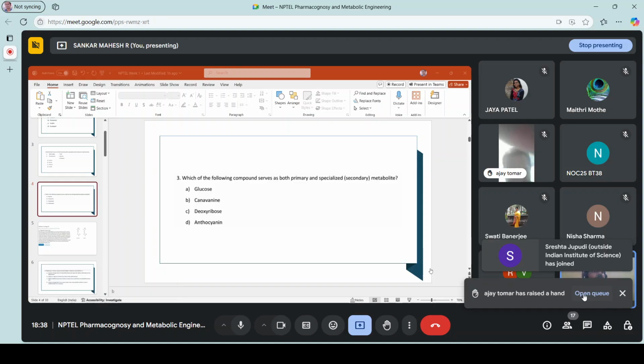And this exists across a spectrum. Now, coming back to the question that we have here, which of these are both primary and secondary metabolites? Only primary, not secondary.